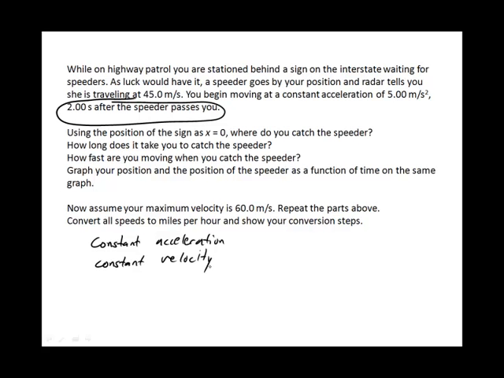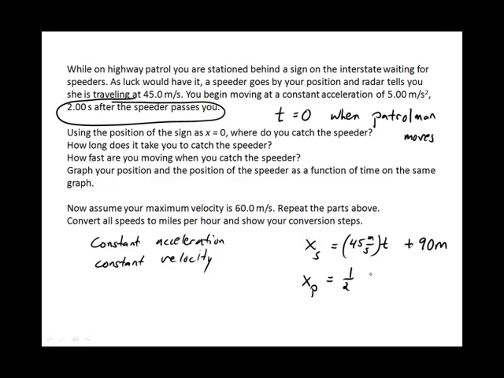Now when I look at the position of the speeder, x of the speeder is equal to 45 meters per second t. But we have to keep in mind he's been traveling 2 seconds. So what I want to do is set t equal to 0 when the patrolman moves. If I do that, then the speeder already has a distance of 90 meters, 45 meters per second times 2 seconds. So the patrolman starts moving, the speeder is already at 90 meters. Then the position of the patrolman is 1/2 5 meters per second squared t squared. No initial velocity, no initial position, because I'm setting the origin at the sign.